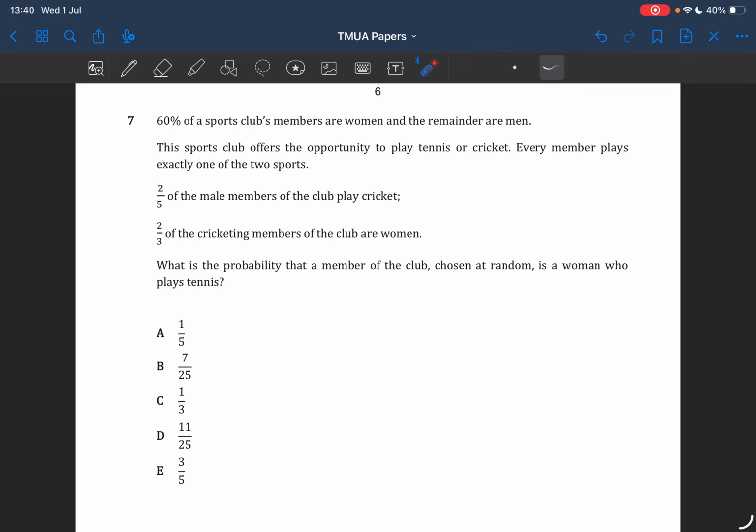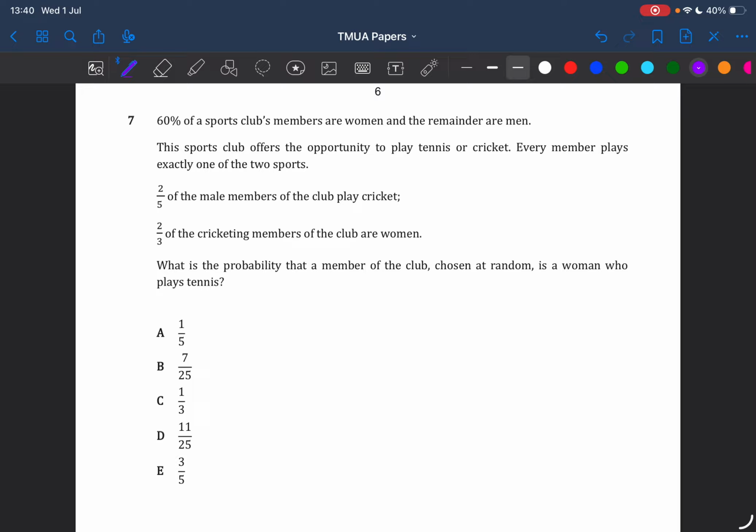60% of our sports club members are women. The remainder are men. We can play tennis or cricket. They play exactly one of them. No one plays both. 2/5 are male. 2/5 of the male members play cricket. 2/3 of the cricketing members are women. What is the probability that a member of the club, choosing at random, is a woman who plays tennis?